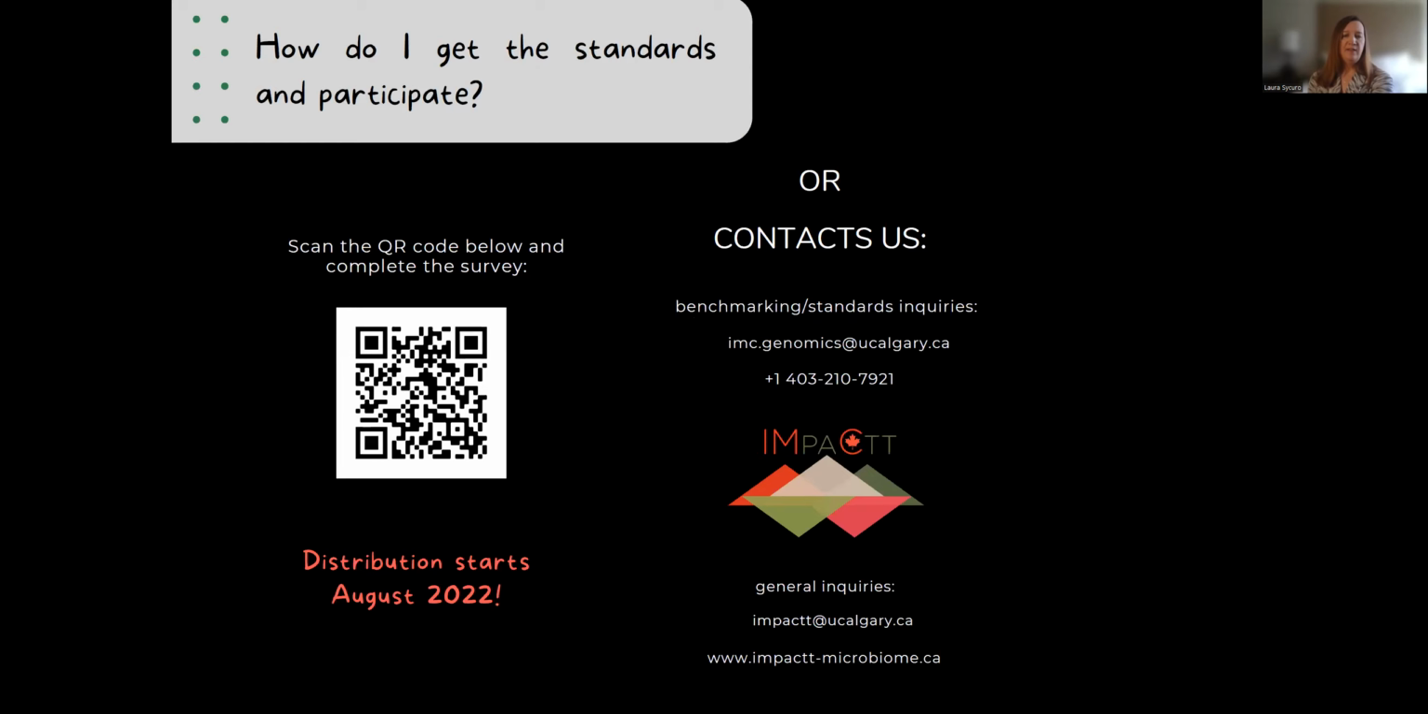So how do you participate? You can scan this QR code and complete a short survey with your contact information and your interests. You can also get in touch with us. There's an email and phone number if you want to get in touch with us directly about this exercise. General inquiries can also go to the IMPACT email, and there's a website, of course. We'll be updating that in the coming weeks with all this information about the benchmarking.